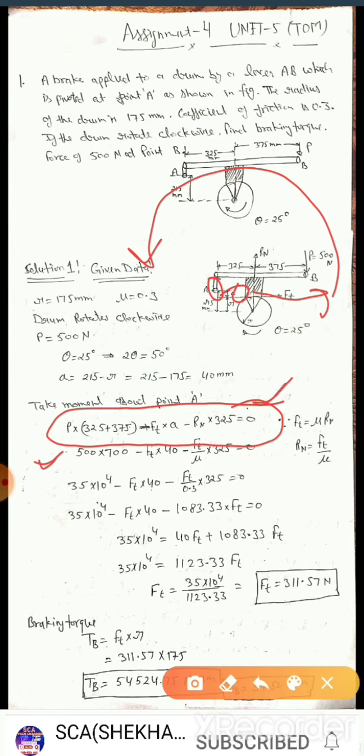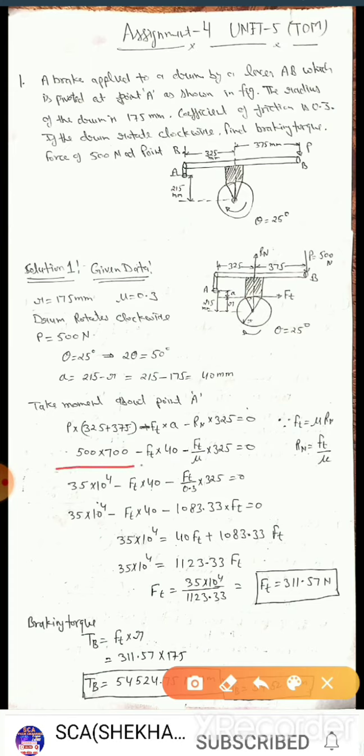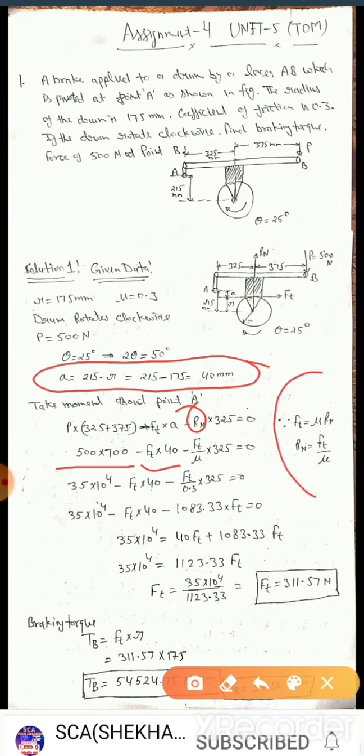It simplifies by putting the value of P and a in this equation. So we generate an equation as 500 into 700 minus Ft into 40. 40 is calculated as: a is equal to 215 minus R, R is 175, so a is 40 mm. Now putting the value of Rn in terms of Ft and mu. So we calculated Rn from here.